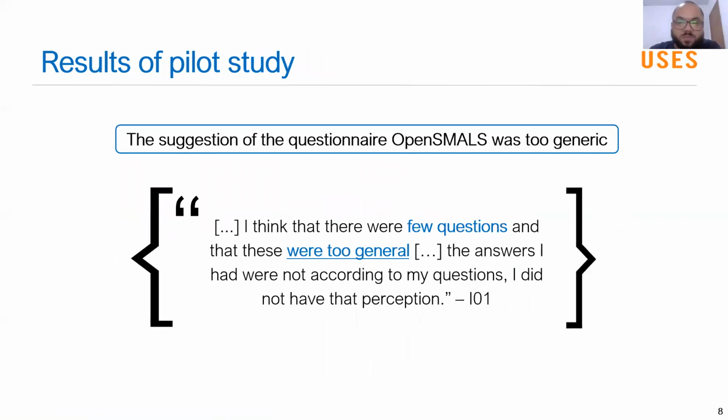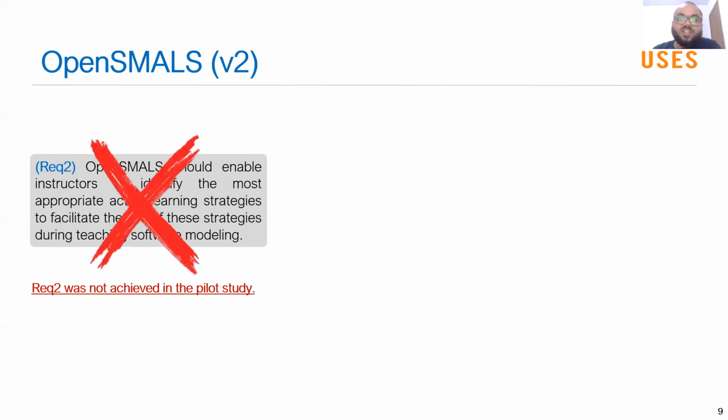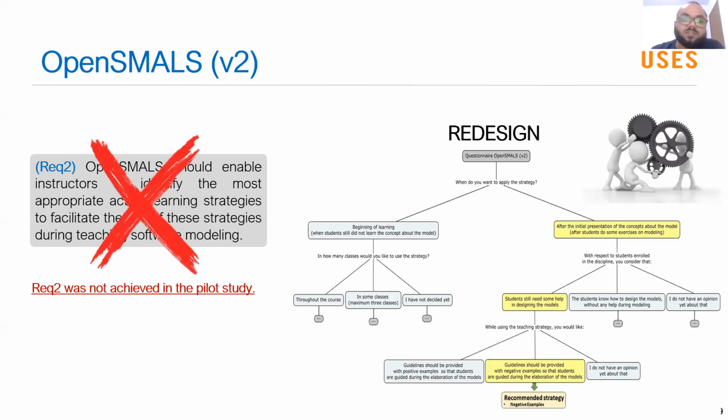First, we carry out the evaluation of OpenSmall and we identify some negative points. For example, the suggestion of the OpenSmall questionnaire was too generic, reported by instructor 1. By analyzing the results, we realized that requirement 2 was not achieved yet. Then we elaborate and evaluate the new version of the decision tree, and we carry out a first empirical study.